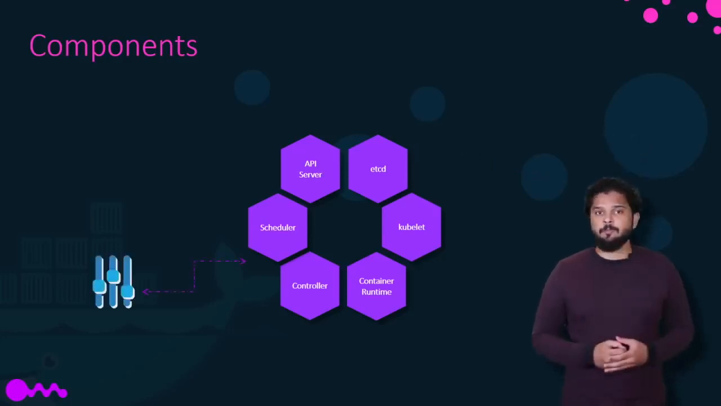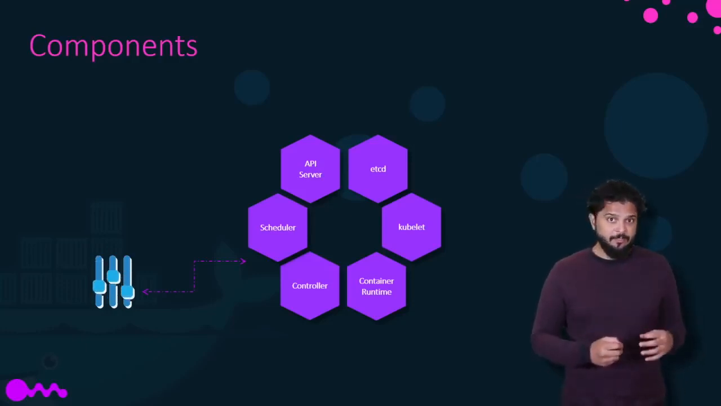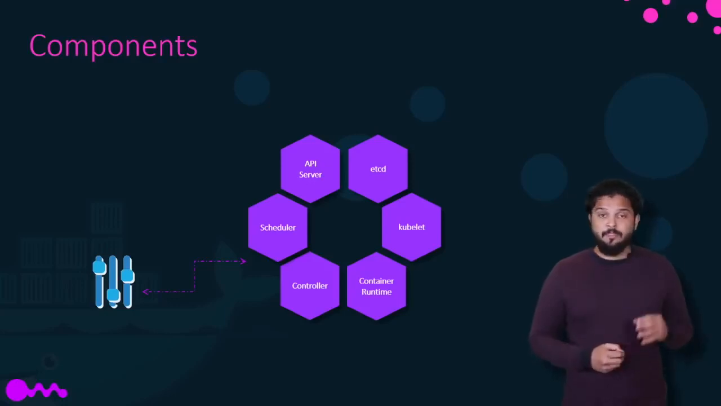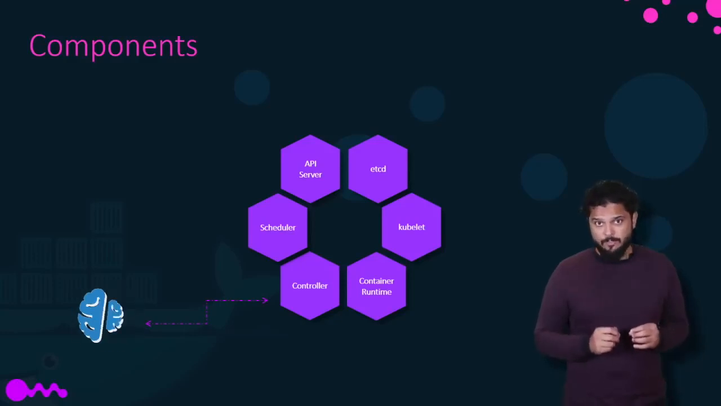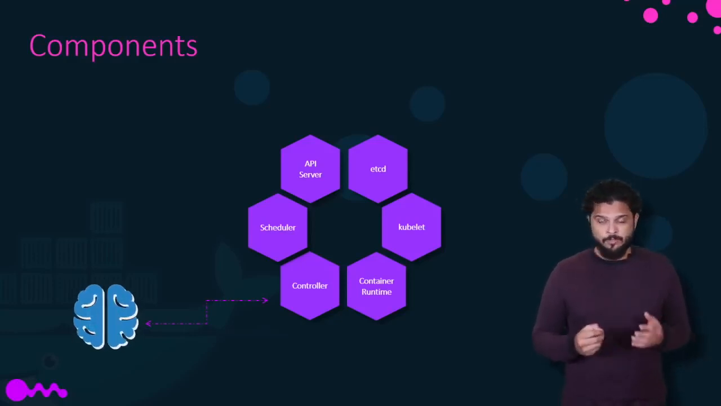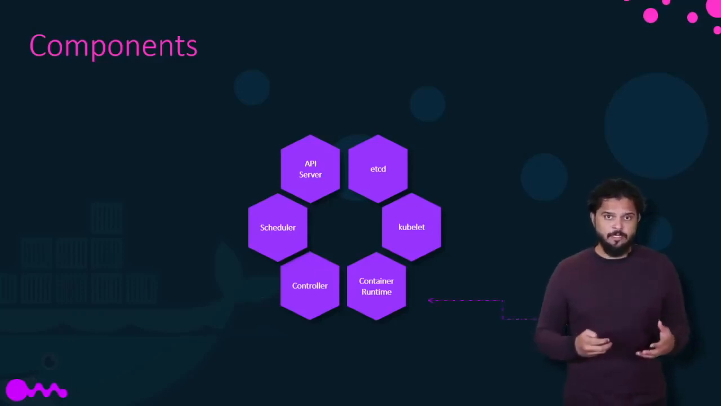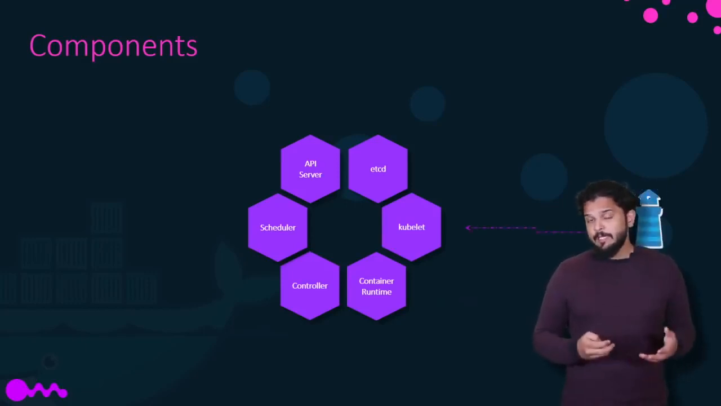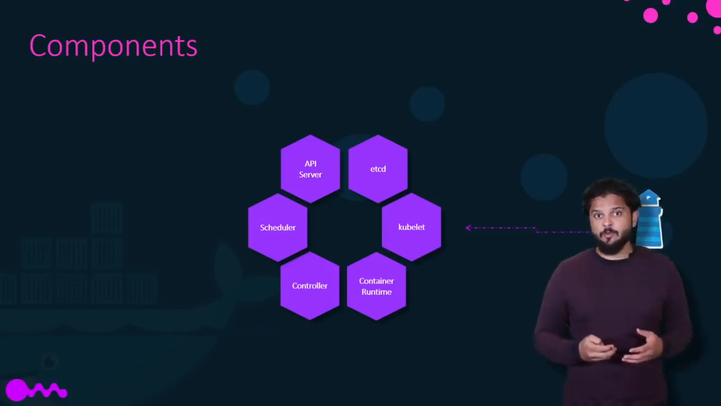The scheduler is responsible for distributing work or containers across multiple nodes. It looks for newly created containers and assigns them to nodes. The controllers are the brain behind orchestration. They're responsible for noticing and responding when nodes, containers, or endpoints go down. The controllers make decisions to bring up new containers in such cases. The container runtime is the underlying software that is used to run containers. In our case, it happens to be Docker. And finally, kubelet is the agent that runs on each node in the cluster. The agent is responsible for making sure that the containers are running on the nodes as expected.